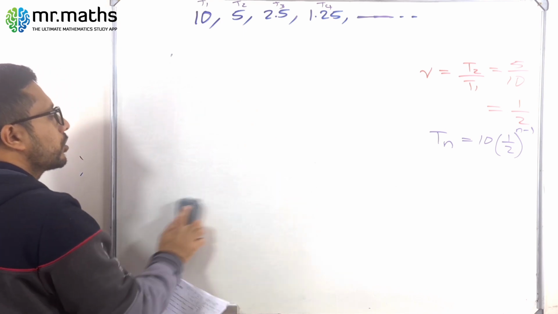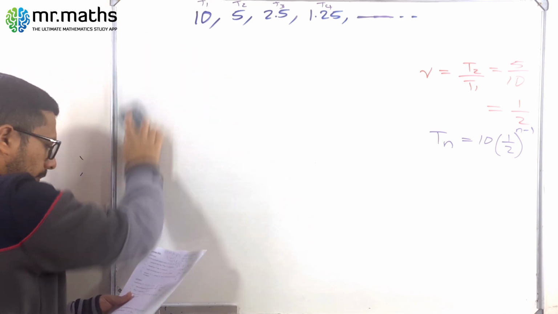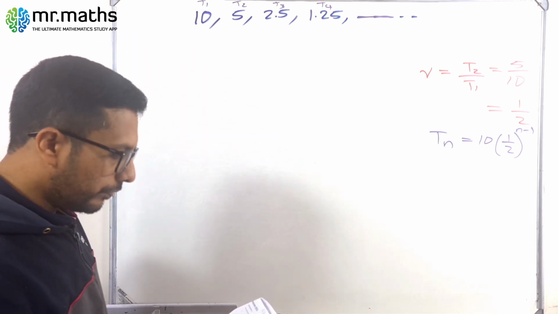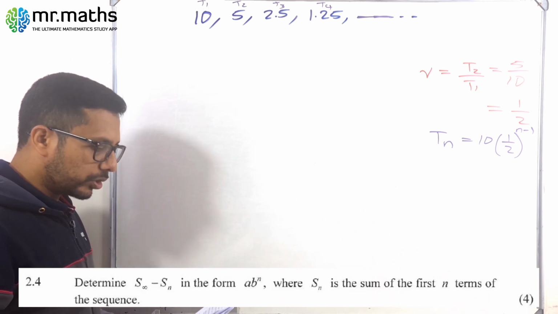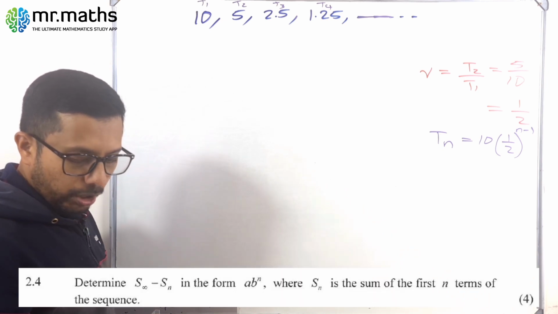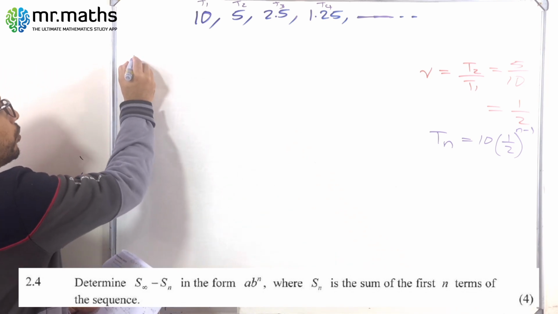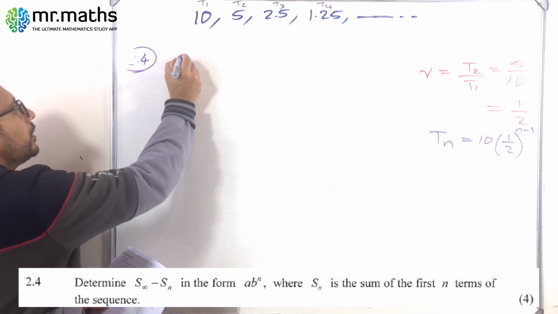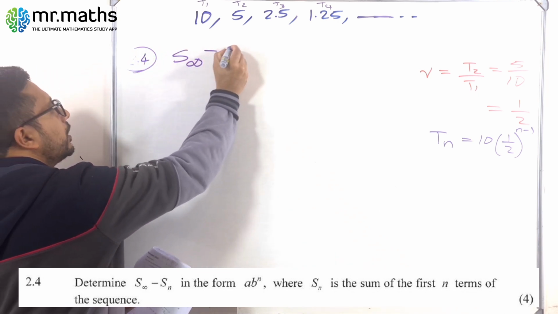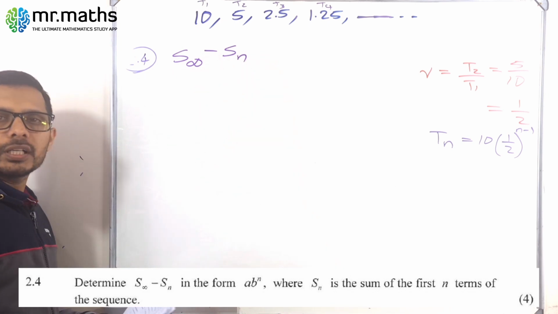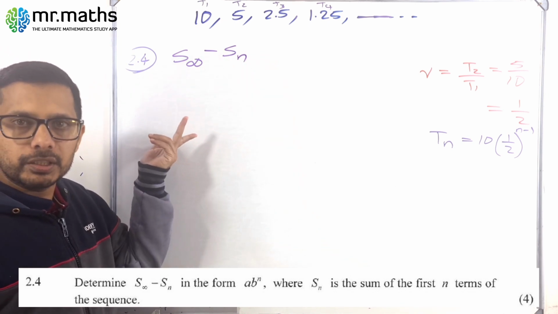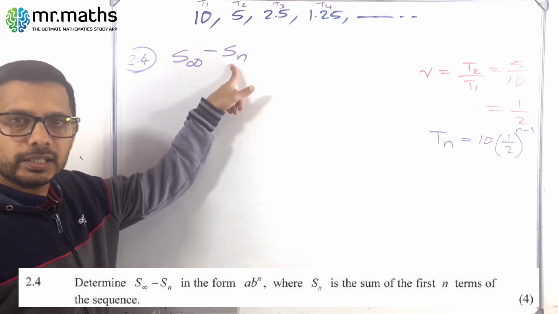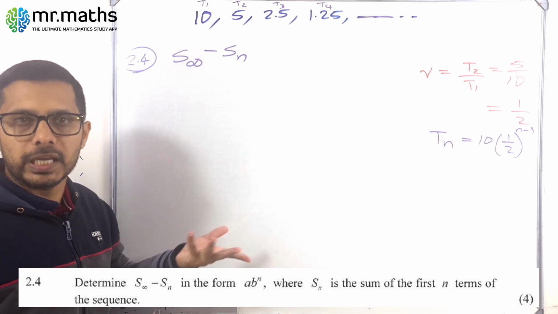What is question number 2.4? Determine S infinity minus Sn in the form of a b raised to n. So you have to find S infinity minus Sn. What is S infinity? Sum to infinity. And what is Sn? Sum of the first n terms.